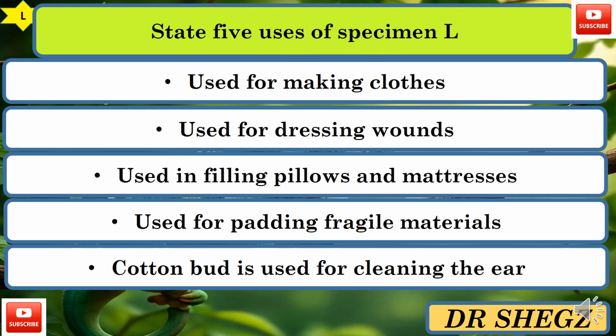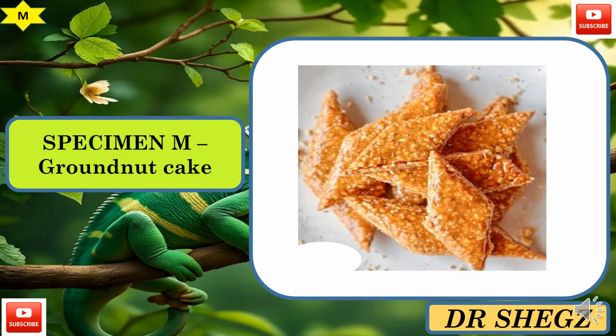State 5 uses of specimen L. Of course, our cotton lint is for making clothes, for dressing wounds, for filling pillows and mattresses to make them soft, used for padding fragile materials, and of course cotton buds, which we all know are used for cleaning the ears. Oh my word.